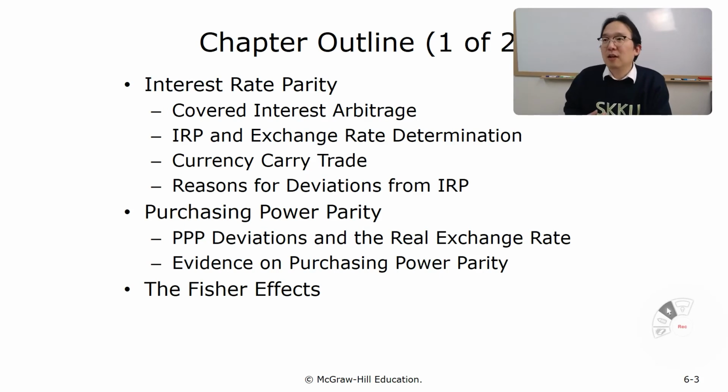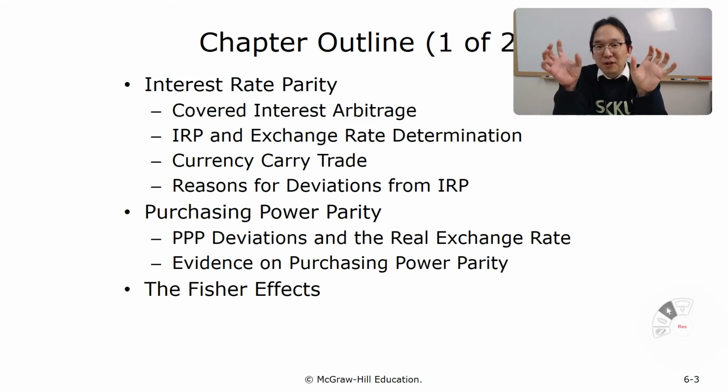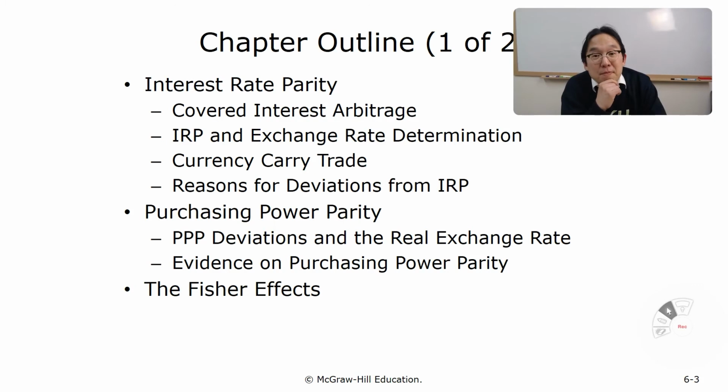Inflation rate. Assuming that two different countries' real interest rates are the same, then the only thing different will be what? The inflation rate. And these differences in inflation rate will drive the FX rate differentials. That's the purchasing power parity argument. PPP deviations, by the way, it's not PPAP. PPP deviations and the real exchange rate. And then evidence of purchasing power parity. We're going to talk about that. And Fisher effects, we're going to discuss.